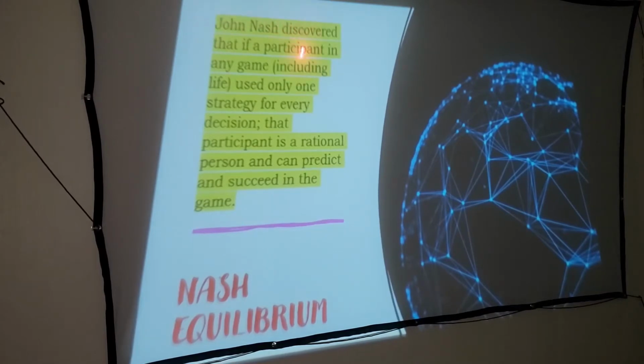John Nash discovered that if a participant in any game, including life, used only one strategy for every decision, that participant is a rational person and can predict and succeed in the game. Now, what is important about the Nash equilibrium is this part.